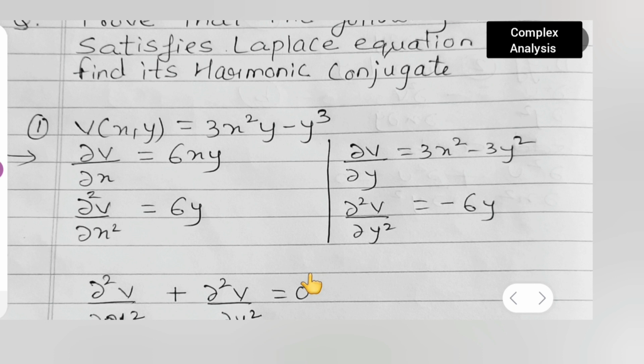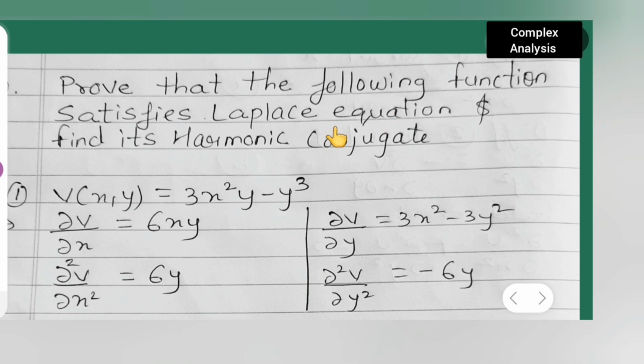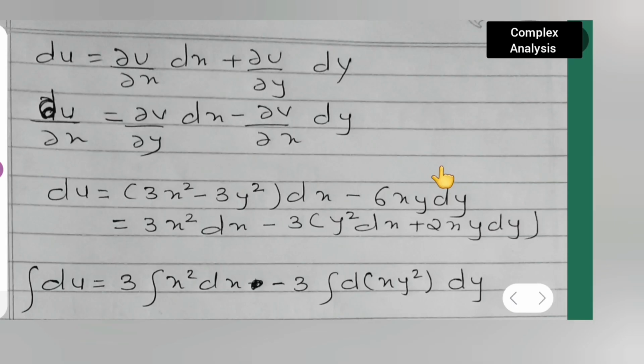So with this we come to know that the function satisfies the Laplace equation. Here v is a harmonic function and it satisfies the Laplace equation. This is the real part of an analytic function f(z). Now we have to find the value of u, and here u is the harmonic conjugate of v. So let us find u.